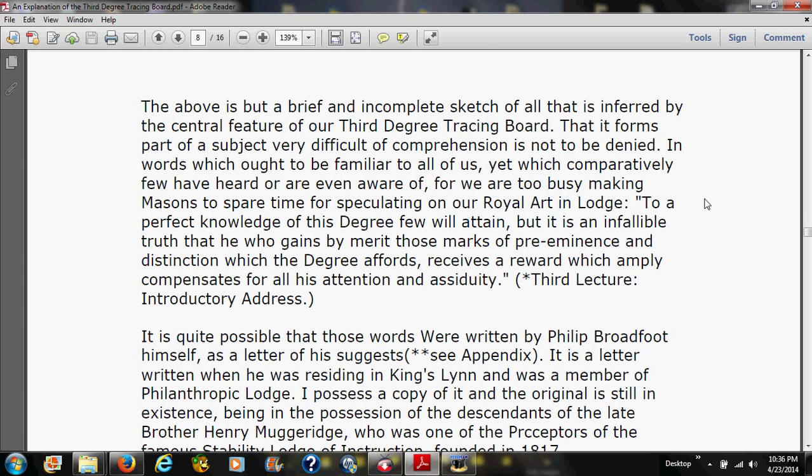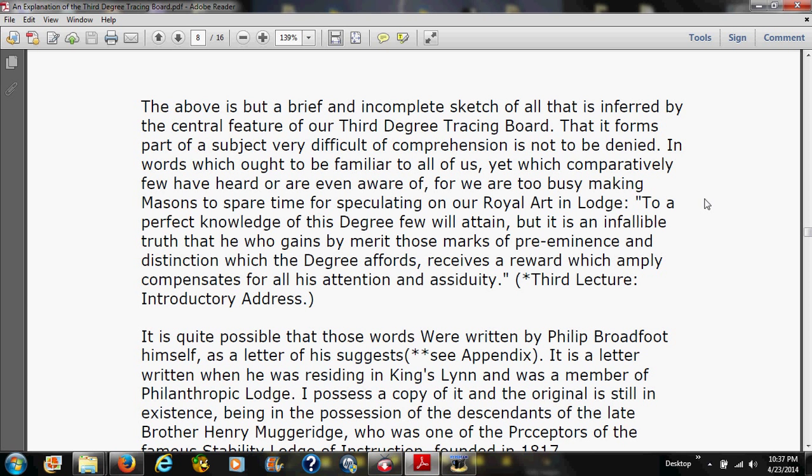In words which ought to be familiar to all of us, which yet comparatively few have heard or are even aware of, for we are too busy making Masons to spare time for speculating on our royal art in the lodge, to a perfect knowledge of this degree few will attain. But it is an infallible truth that he who gains by merit those marks of preeminence and distinction which the degree affords, receives a reward which amply compensates for all his attention and assiduity.